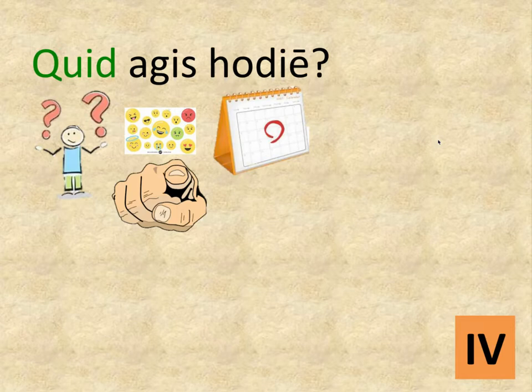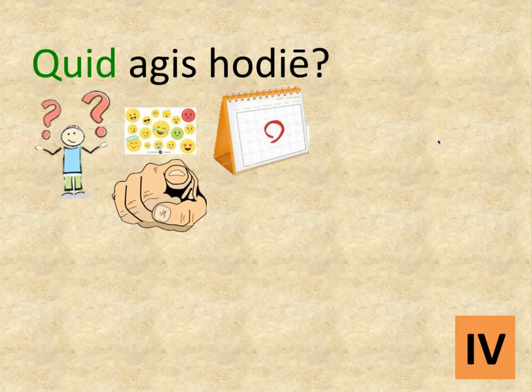All right, so you can kind of see all the different emojis there. You're pointing at that person, and you're wondering which of those emojis fits them. The last word is hodie. Hodie is not yesterday, not tomorrow. It's right at this moment. That's when we're interested in. Quid agis hodie. All right, so go ahead and repeat that.